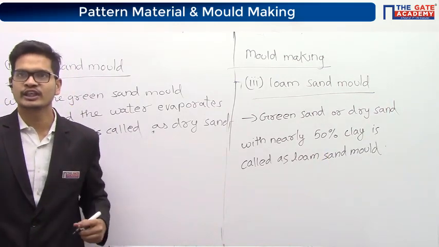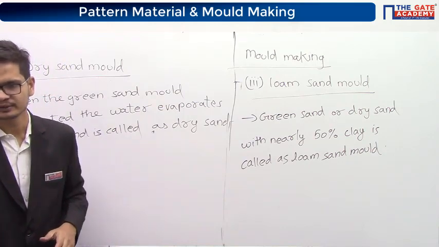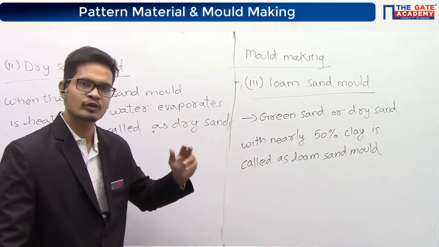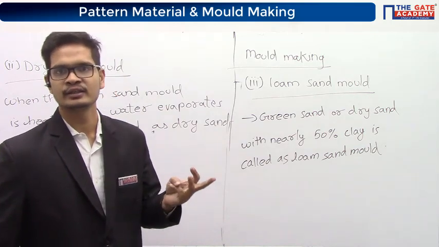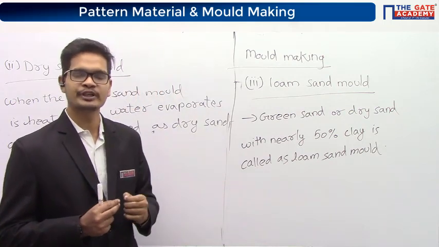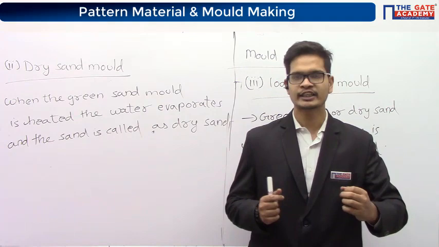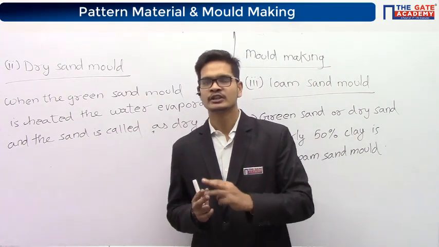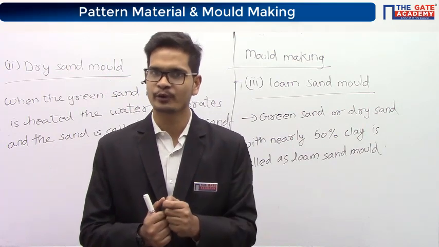Okay, so these are the different types of molding sand. You can see here the main constituents are water, clay and sand. Along with this, sometimes we add some additives. These three are the main constituents. Along with that, we add 2% of a few components.